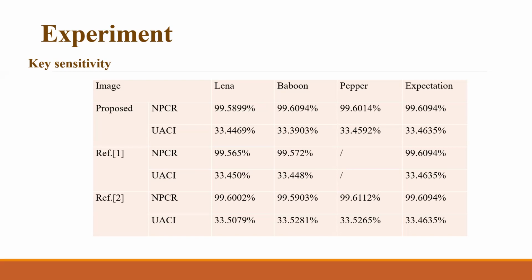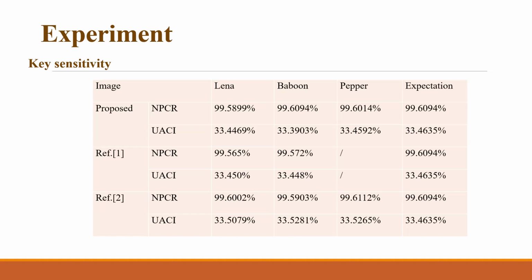So UACI is introduced to supplement. It describes the average value of the difference between the values of all pixel points in the same position of the two images to be compared, as a ratio of the maximum difference value.